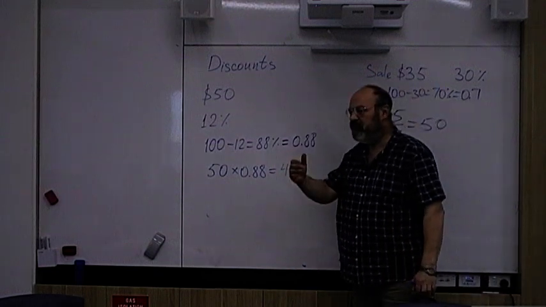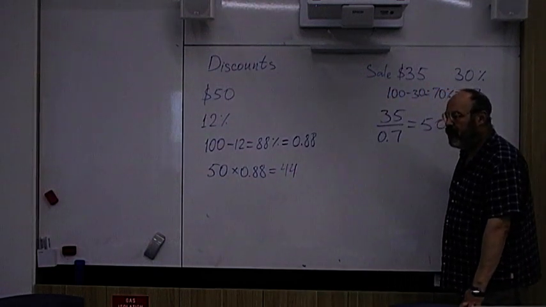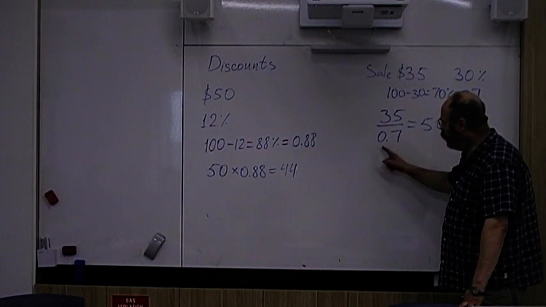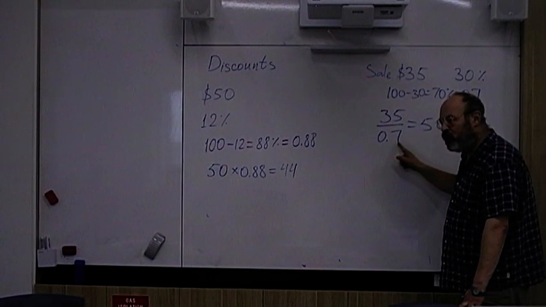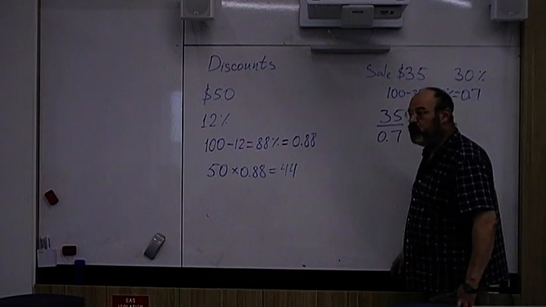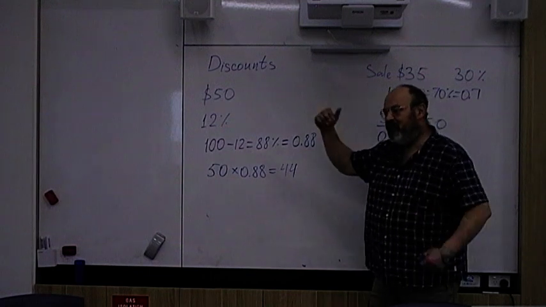Now, how is 35 divided by 0.7 bigger? Like, how does it get bigger? Because we divide by numbers smaller than 1. When you divide by numbers smaller than 1, it will be bigger.